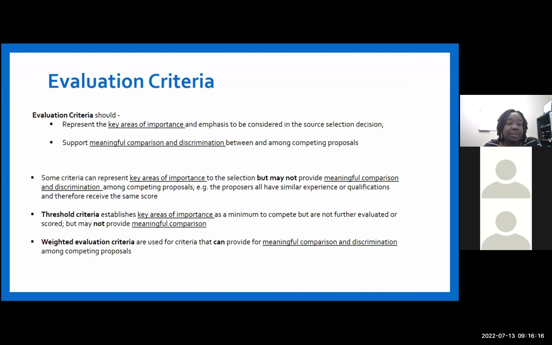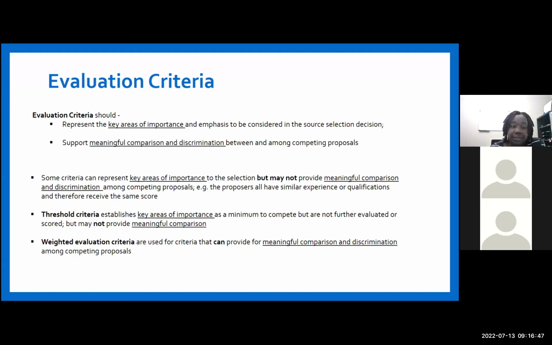Evaluation criteria should represent the key areas of importance and emphasis to be considered in the score selection decision. It also needs to support meaningful comparison and discrimination between and among competing proposals. Some criteria can represent key areas of importance to the selection, but may not provide meaningful comparison and discrimination among competing proposals. An example of this would be proposals all have similar experience or qualifications and therefore receive the same score. So that's why we have thresholds.